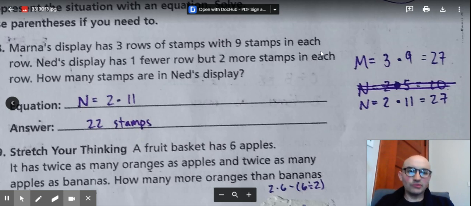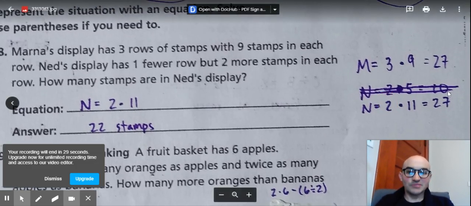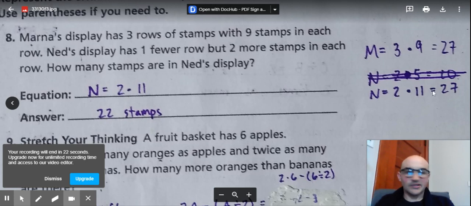Ned's has 1 fewer row. This was my 3 rows for Marna, so when I write Ned's out, I've got 2 rows, but 2 more stamps in each row, so it'd be 11 stamps. And then I just multiply it. I wrote 27 there, but the correct answer would be 22.